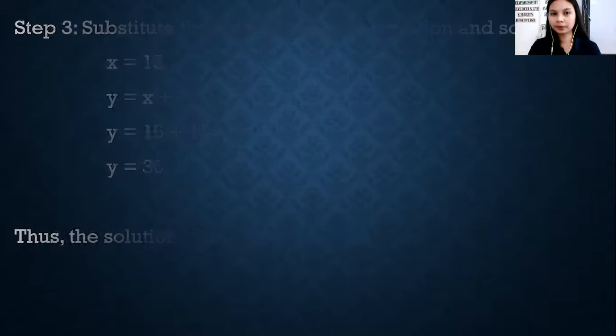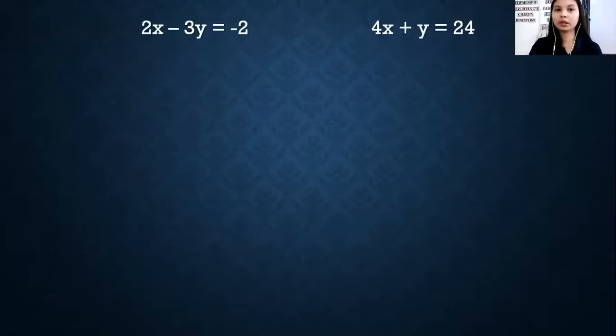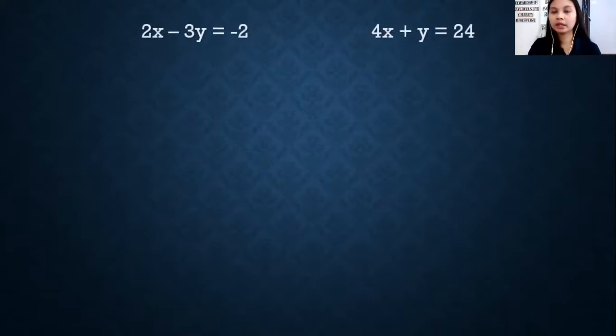So, next example. Ayan. So, meron naman tayong 2x minus 3y equals negative 2, and then 4x plus y is equals to 24.